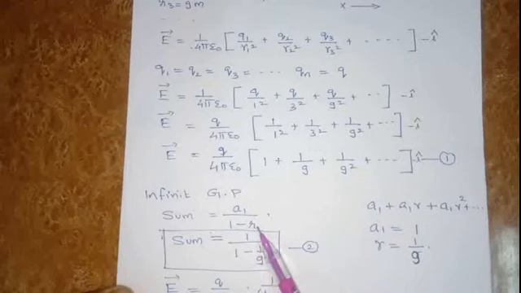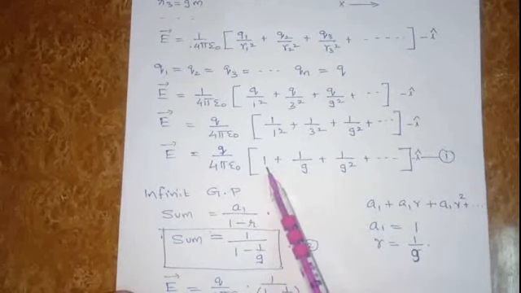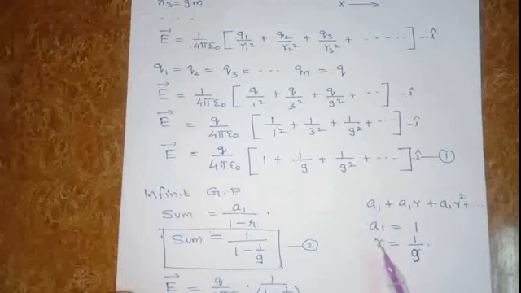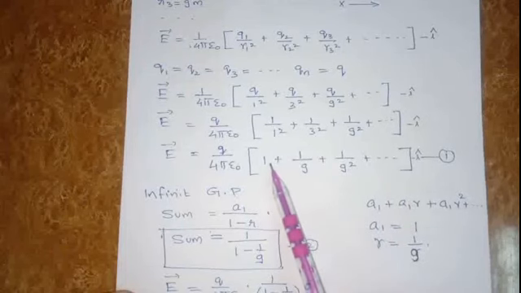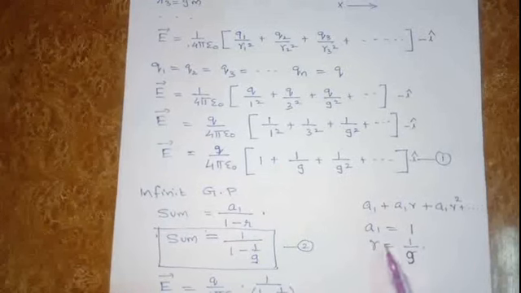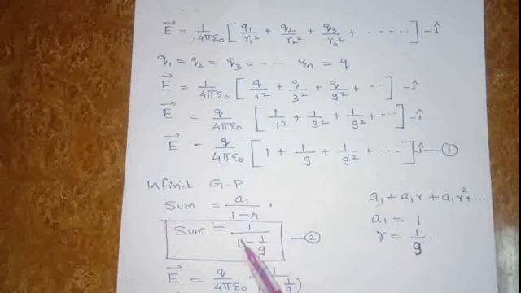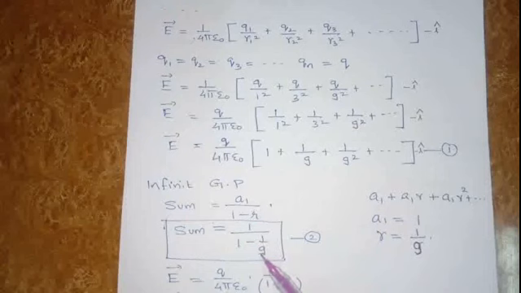Now the question arises, what is a1 and what is r in our situation? In our situation, a1 is nothing but 1, and r will be 1 by 9. So a1 is equal to 1, r is equal to 1 by 9. So I can substitute a1 is equal to 1 and r is equal to 1 by 9 in this equation. So the sum will be 1 divided by 1 minus 1 by 9.